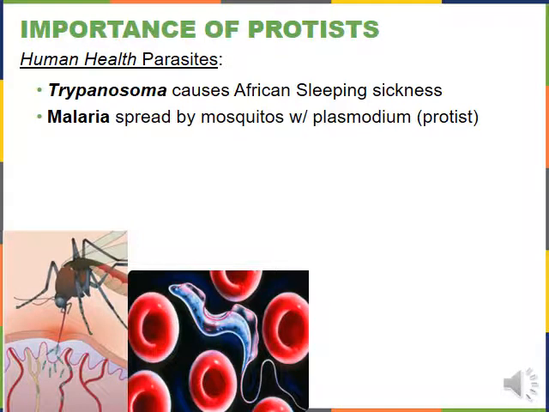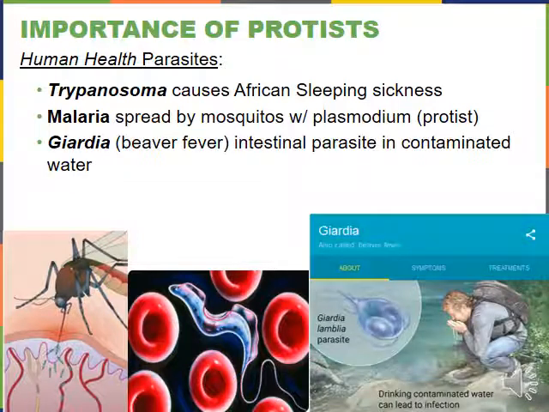And lastly, we have what's called beaver fever, or more commonly referred to as Giardia. This is actually an intestinal parasite that you can see in contaminated water. So if you're hiking in the mountains and you see a clear lake, I wouldn't necessarily drink the water because it actually might be contaminated with what's called Giardia, this one parasite or protozoan parasite. So it can be found in high mountain lakes, even though they look very clean. I wouldn't recommend that you go and drink lake water because you might get beaver fever. So just thinking about the importance of protists as they relate to human health in terms of many of them being examples of parasites.